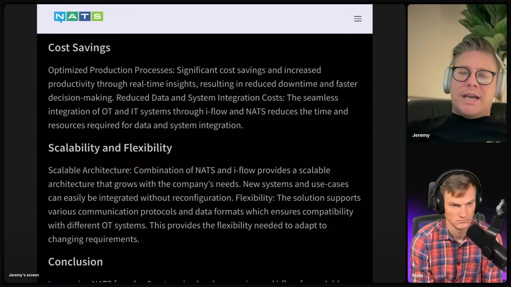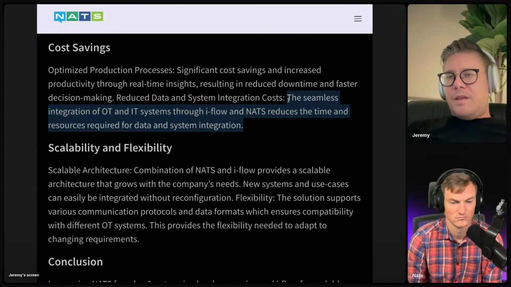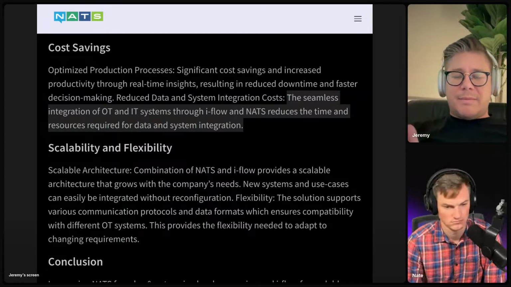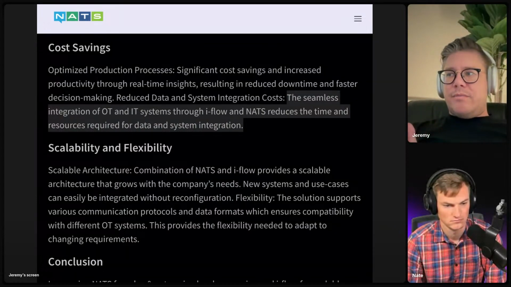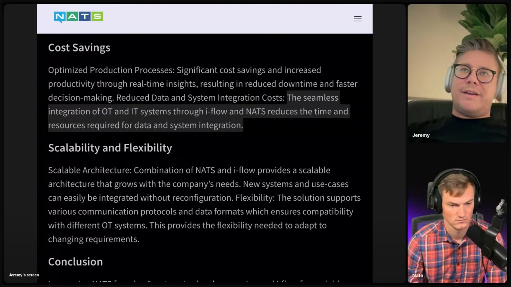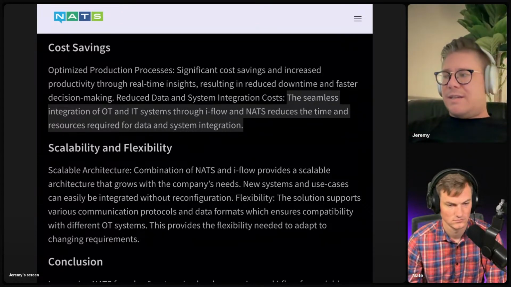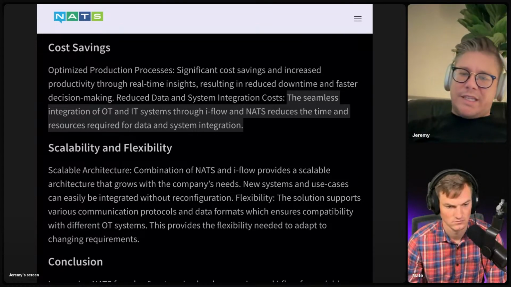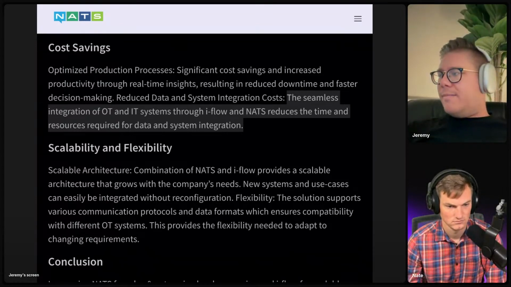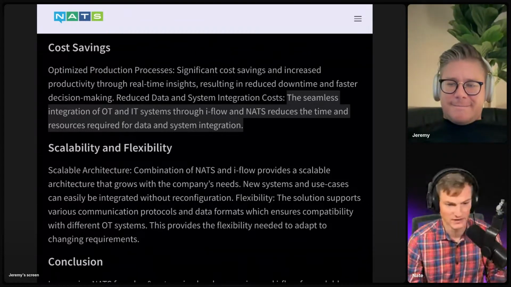The seamless integration of OT and IT systems through iFlow and NATS reduces the time and resources required for data and system integration. I think this might be what it really is. It sounds like they have a team that solves that integration layer, like we were talking about at the last mile, so that integration is no longer a challenge that spans multiple teams, multiple organizations. It's really, hey, let's get everybody on the NATS train, and then integration is no longer a problem. Obviously easier said than done, but it removes the need for ad hoc integration.